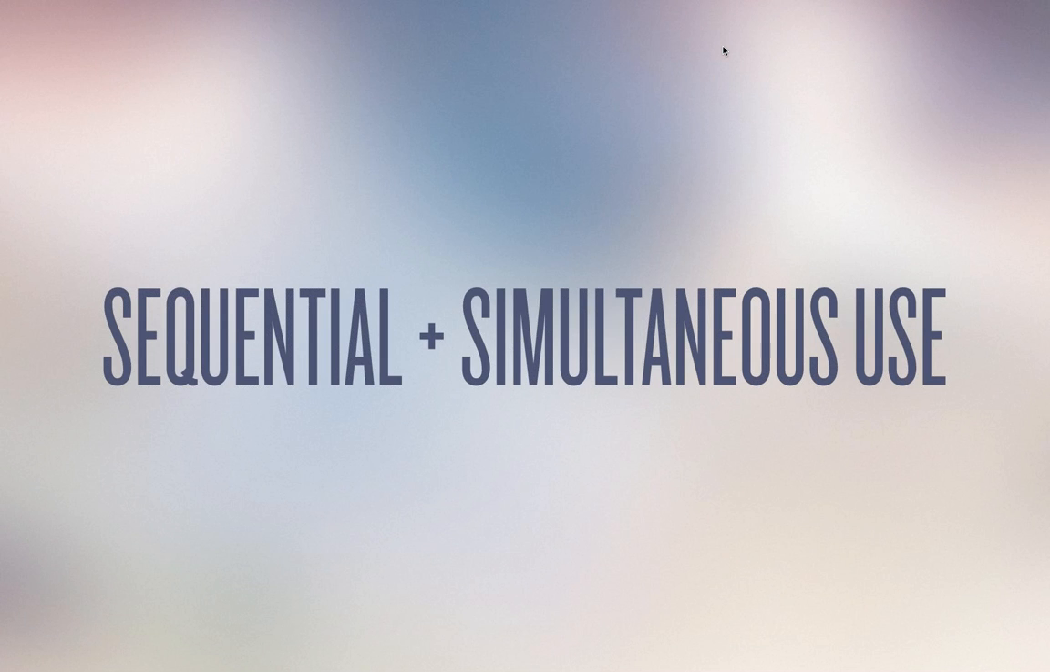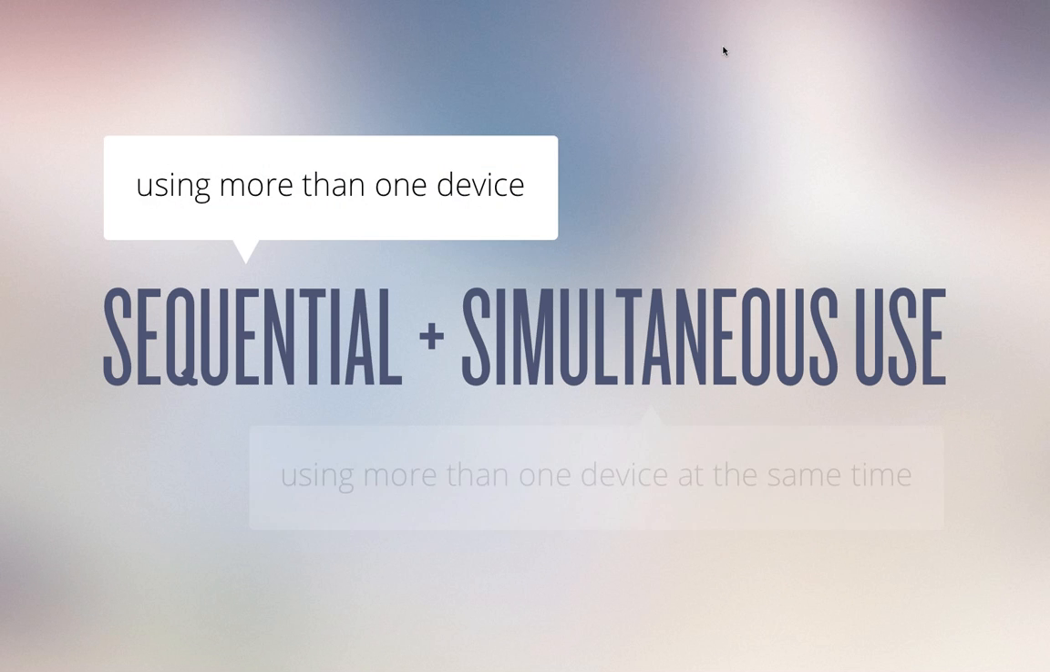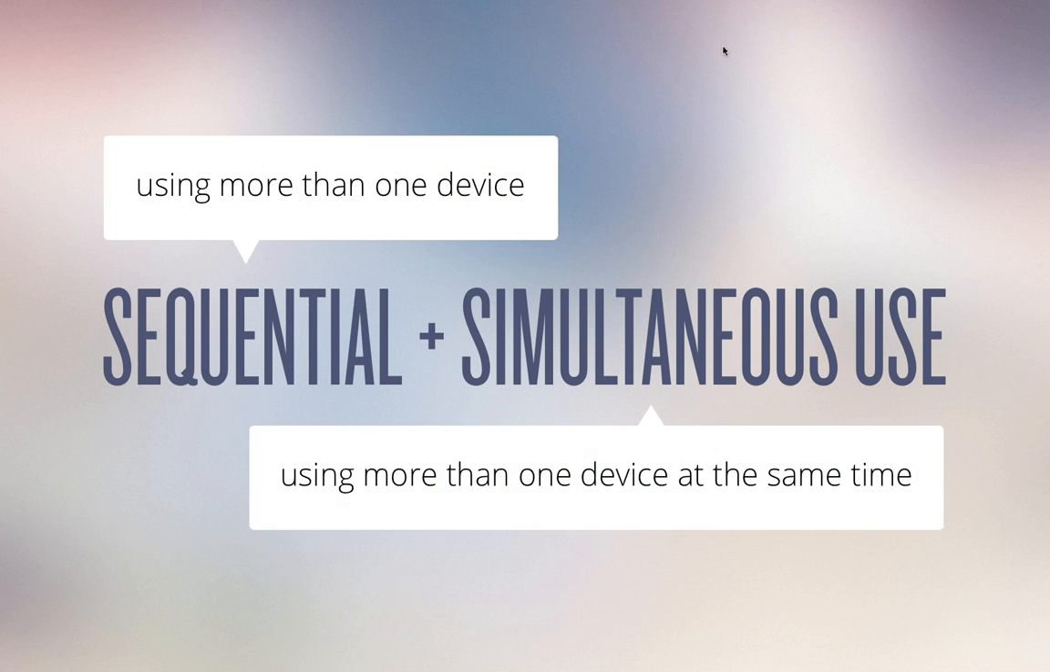Another big context to this whole thing about screens is use. It's not just about the fact that there are different screens now, it's about the fact that people are browsing a little differently than they used to. Sequential and simultaneous browsing are becoming commonplace. These words are fancy speak for using more than one device, and using more than one device at the same time.